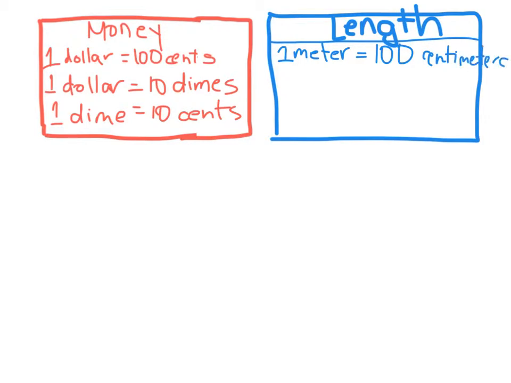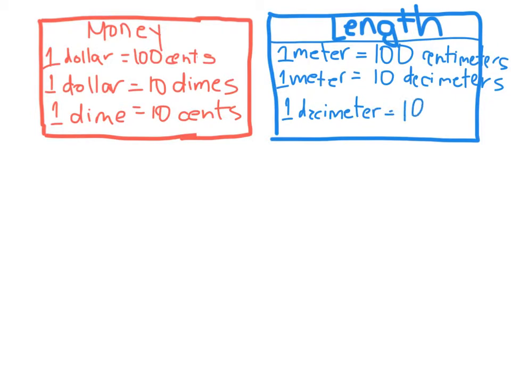Sorry, I'm running out of space on my box. And then we also know that 1 meter is equal to 10 decimeters. And then the last thing we know is that 1 decimeter is equal to 10 centimeters. So put that chart in your math journal.